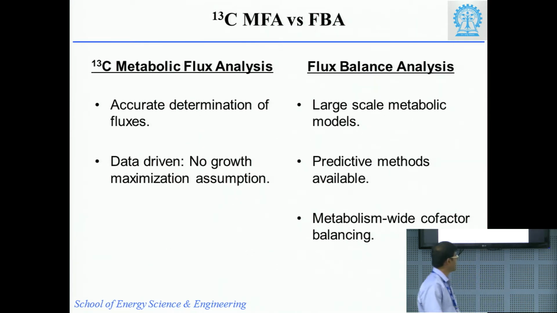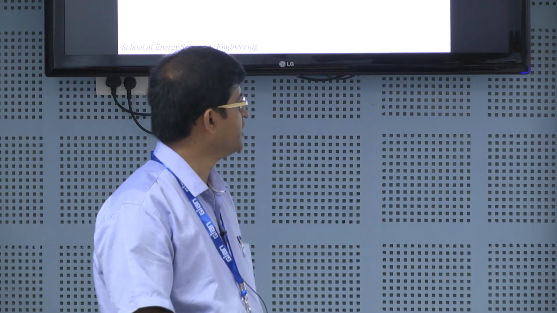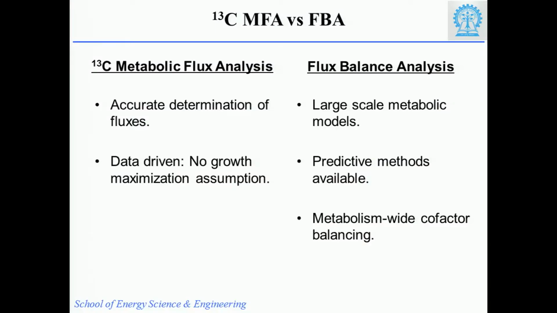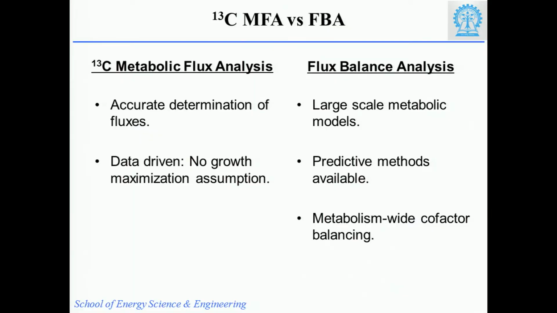But FBA has another good benefit: you can do it for a large scale metabolic model, you can go for a very big network, whereas in 13C MFA you constrain your network to a smaller network. So, that is why you can use different predictive methods which are already available. You can use genome-wide cofactor balancing, because when you consider a smaller network you cannot do the cofactor balancing, right. All the reactions you have to consider for cofactor balancing. So, there are a lot of benefits in flux balance analysis, and there are also other benefits in 13C. They both are actually very good.